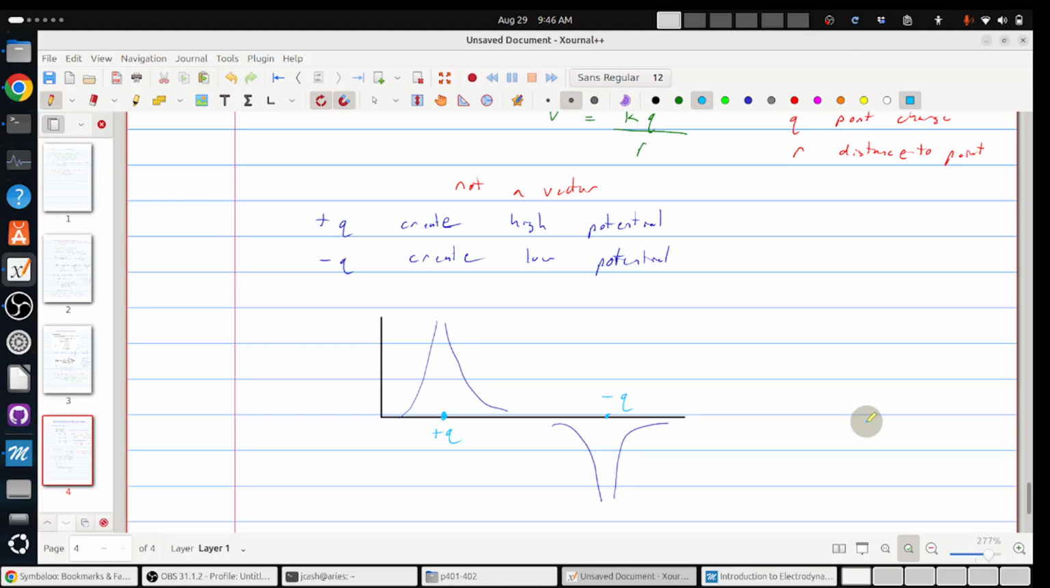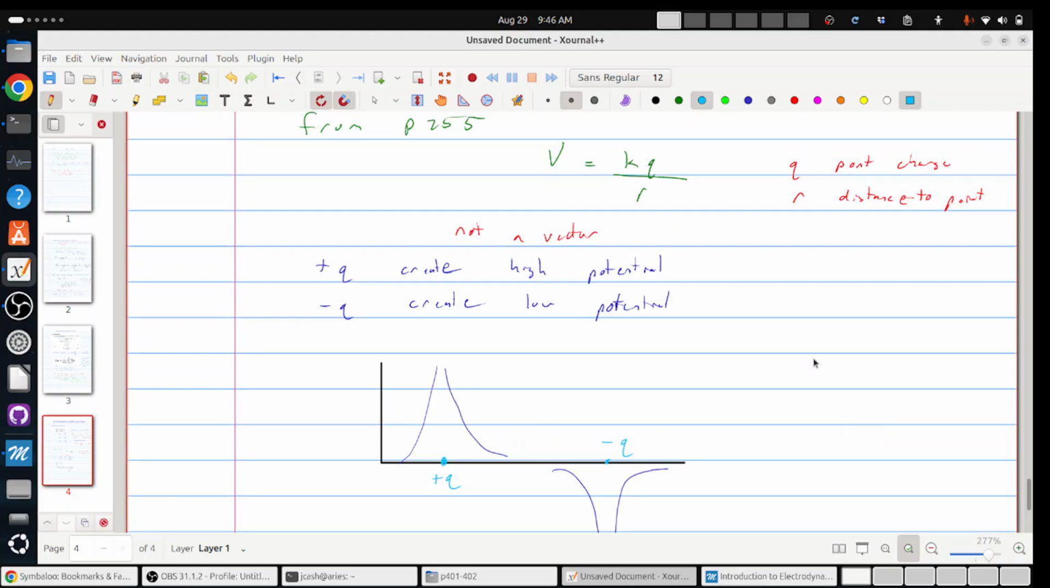And we could calculate the potential at a single point due to a single charge. And I'll post on Blackboard for you guys, for my class, some of the example problems we had done back in 255.